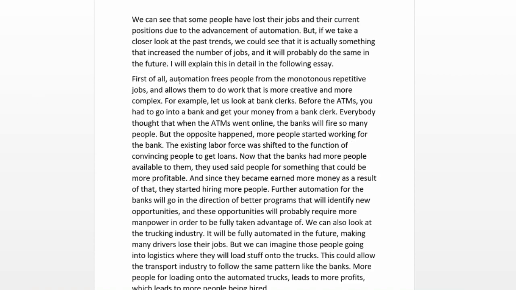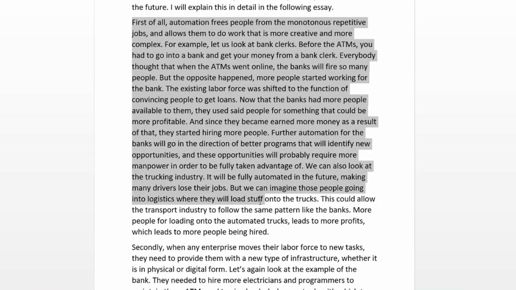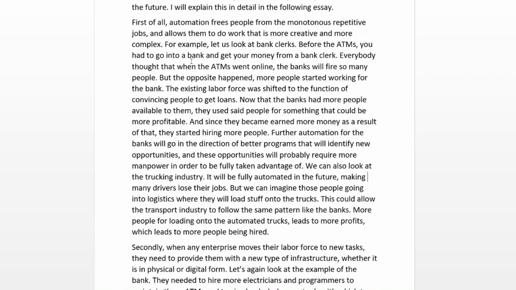In my second paragraph, which is quite long actually, I talk about these two examples. I start off by saying that automation frees people from the monotonous and repetitive jobs and allows them to do work that is more creative and more complex. And after this statement, I immediately go into my example. And this is the example that is about bank clerks. I use this example because I'm drawing from my own knowledge and my own experience. And this is what actually happened with the banks.